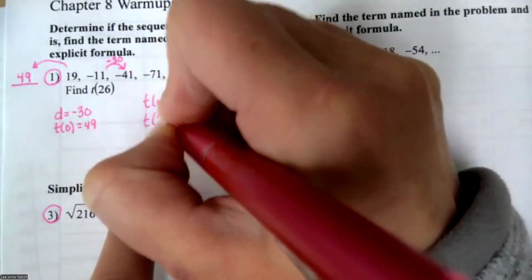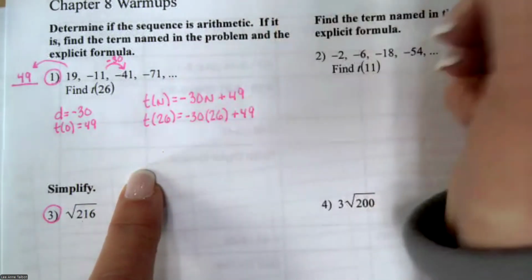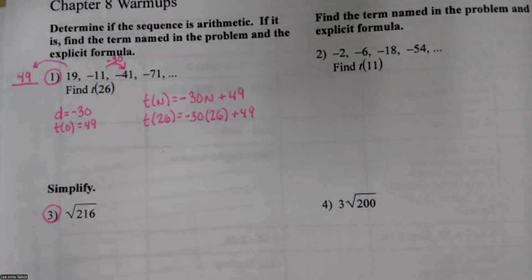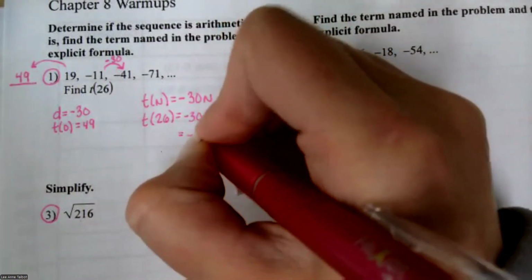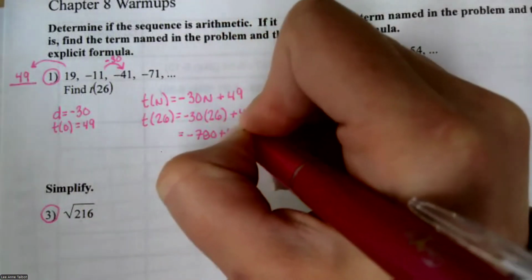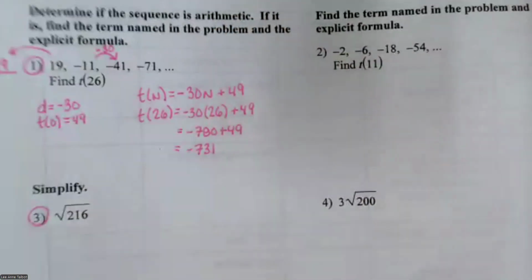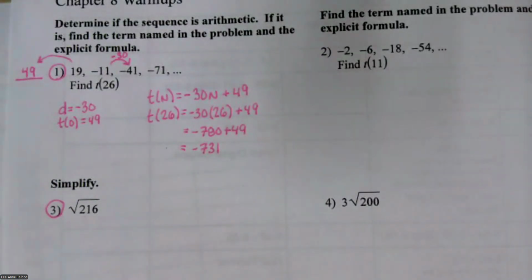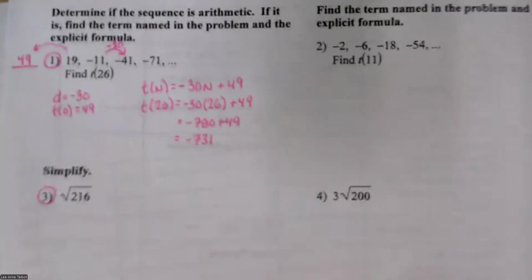Okay, now it says find term 26. So we plug in 26. The term 26 is negative 731. Does that look like it's a reasonable thing? If we continued it out, yeah, because it's got a 1 at the end.